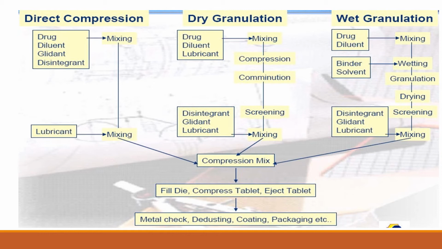Next, coming to wet granulation, here, simple thing, lubrication is not done. First drug and diluent are used, then they are mixed, then weighing is done, then binder solvent is used, then granulation is done, then it is dried, then screening is done, means it's checked. After that mixing is done using disintegrant, glidant and lubricant, then the tablet is compressed, then different properties are checked.